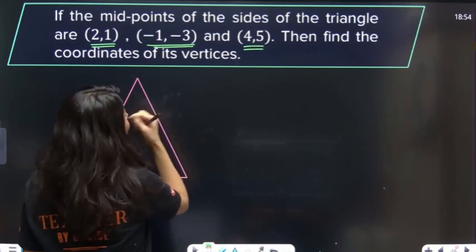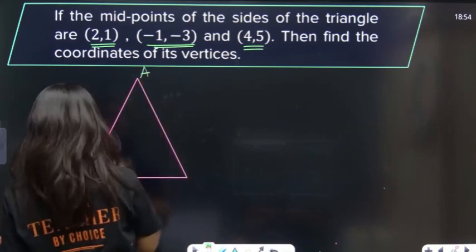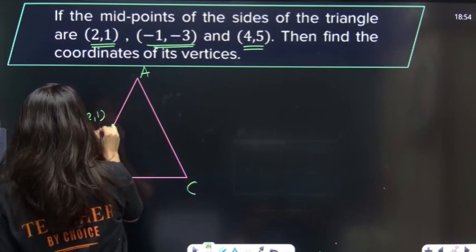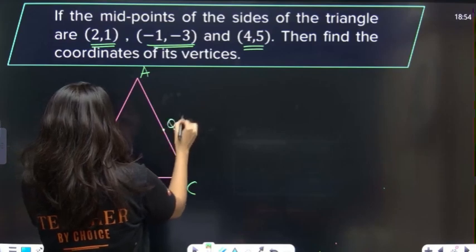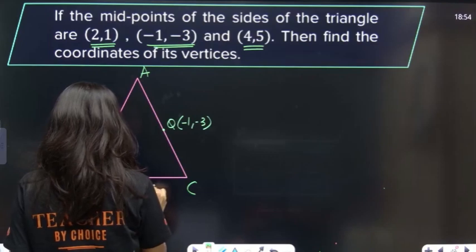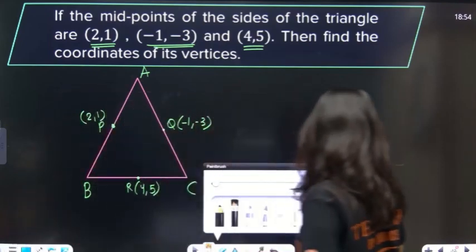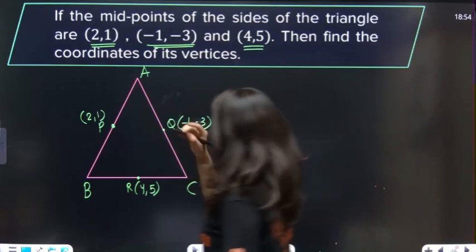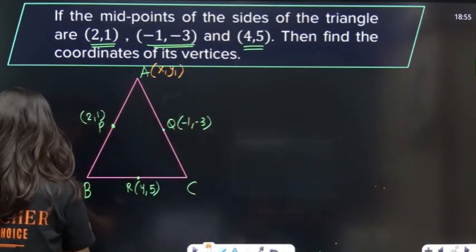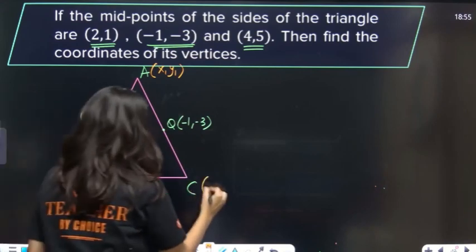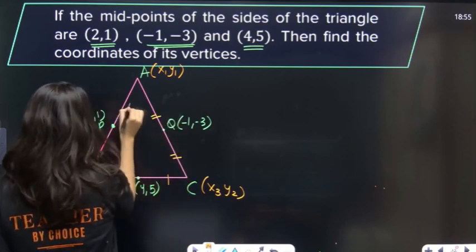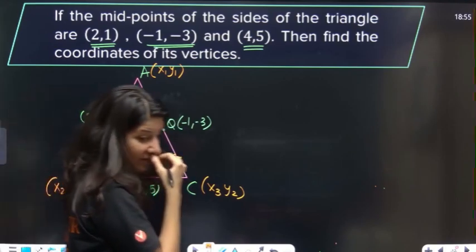If the midpoints of the sides of a triangle, so this is A, B, C suppose, and P, Q, R are given to us: (2, 1) is your P, then Q is (minus 1, minus 3), and R is (4, 5). Let's do this question. Good question, I think we should do it. Now let me do one thing. This is (x1, y1), (x2, y2), (x3, y3). Midpoints are given, so this is equal, this is equal, this is equal. Okay?